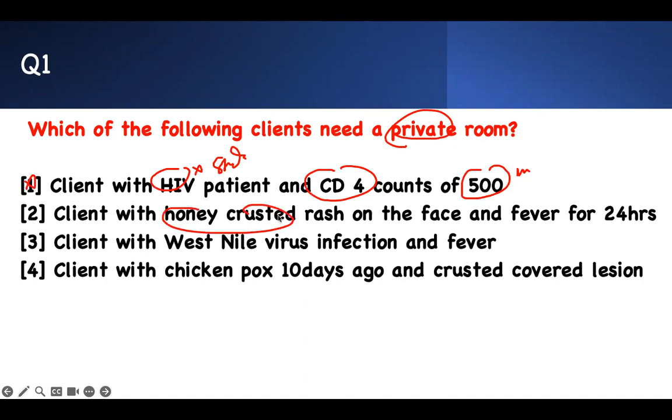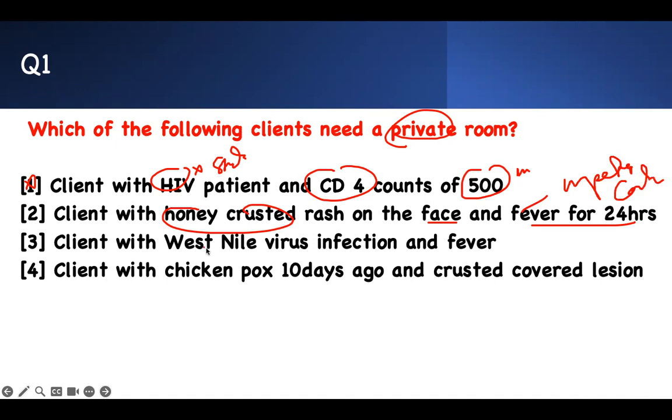Client with what? Buzzword: unencrusted rash on the face and fever for 24 hours. What do you think? Buzzword: unencrusted lesion on the face and fever. This is what? Impetigo. What do you do with impetigo? Contact precaution.